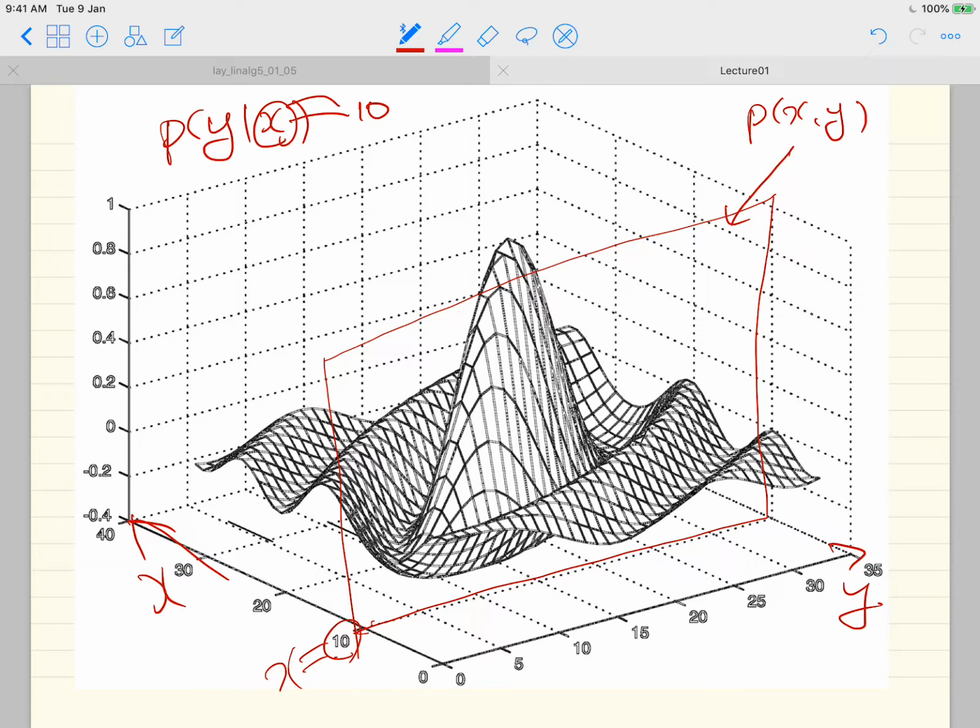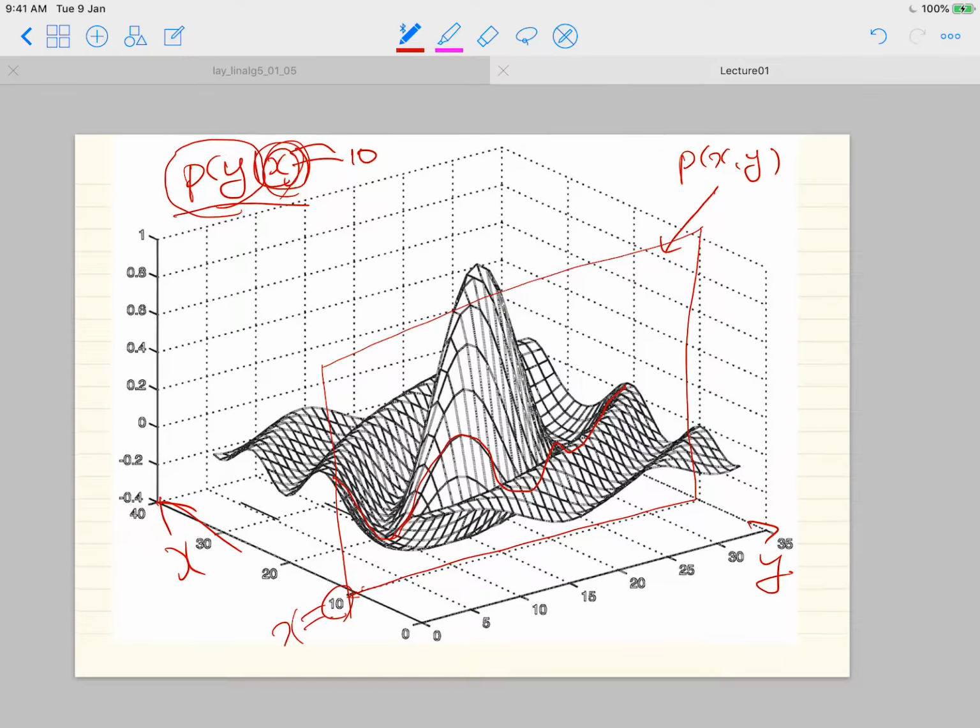In this case, the intuitive understanding is, along x being 10, we just slice this function along this direction, and then we will obtain some curvature like this. So that is our conditional distribution of P of y when x is fixed as 10. But this is not it yet. We need additional normalization.